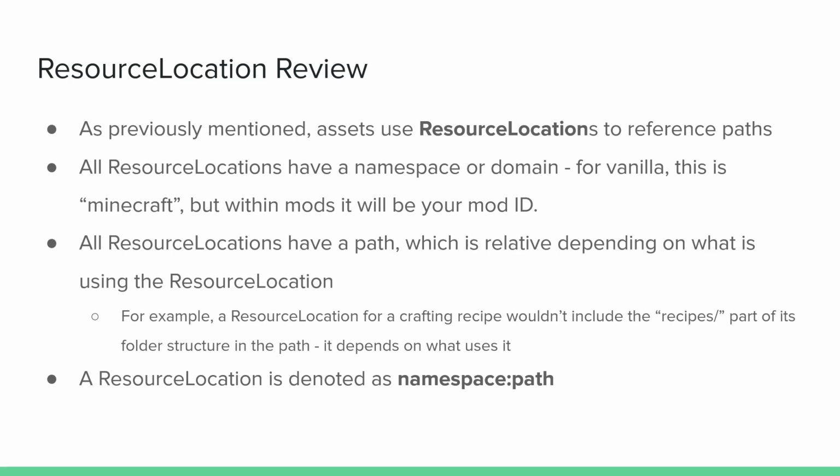So all resource locations have a path alongside their namespace, and the path is relative depending on what's using it. Like an item, I didn't have to specify that this is an item resource location, I just spawned it. So it depends on what's actually consuming the resource location, how much path you need to put there. Like recipes, if you want to reference another recipe from a recipe, you don't put recipe/ as part of its path, but it really depends on what uses it. And all resource locations are namespace and then a colon and then the path.